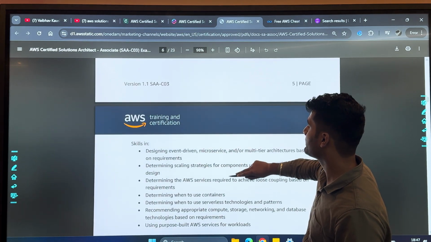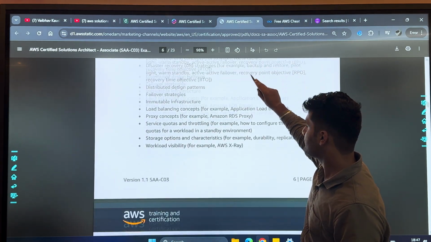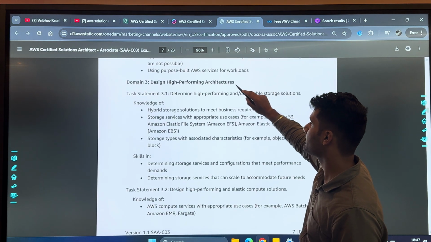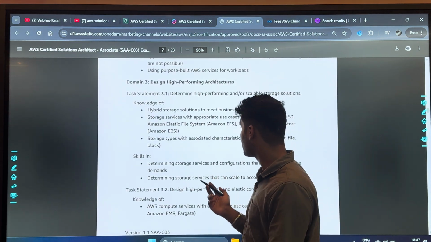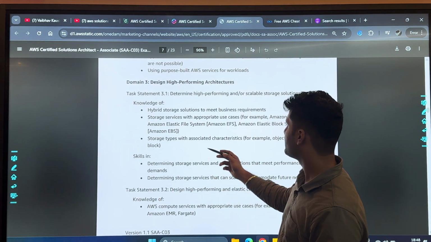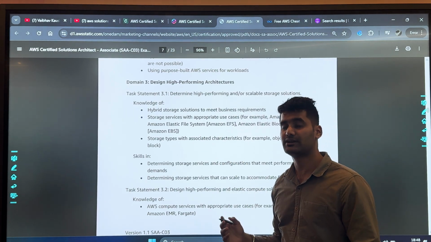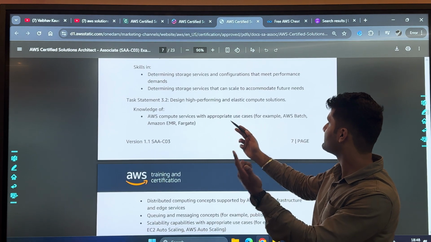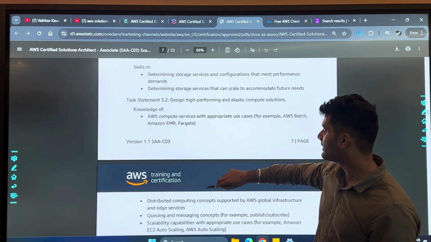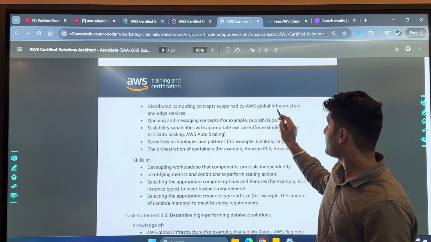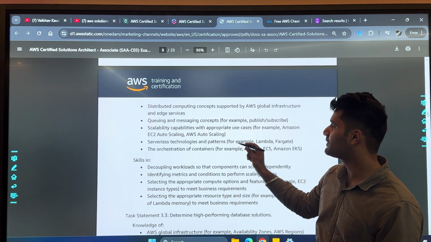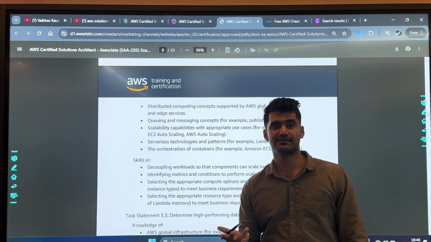Then we'll move on to the next section, which is design high performing architecture. In this, you have to learn about EFS, EBS. These are the storage types where you will store your data, right? Then you have to use compute services like Batch, EMR, Fargate, then AWS global infrastructure, queuing and messaging. For example, you have to use SQS, SES, SNS.